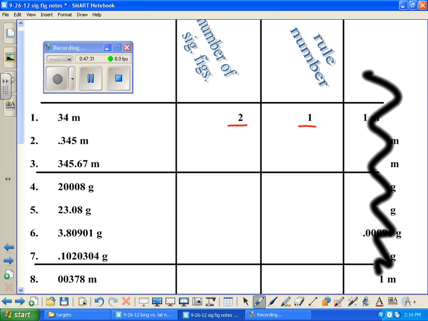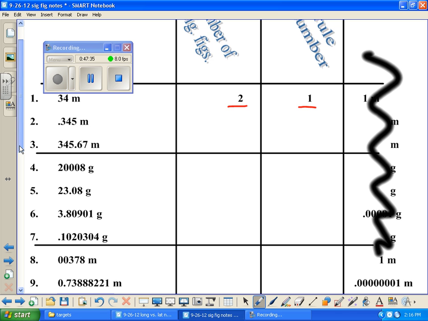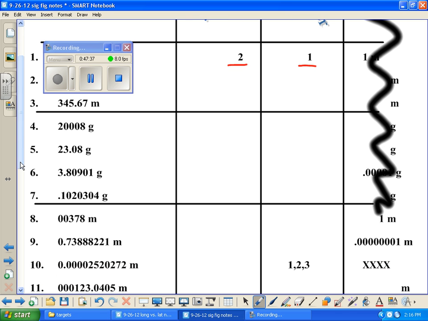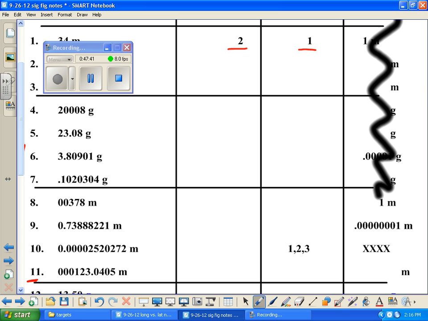Okay, and that's what I want you to do. Try to get down to number 11, would you please? You're going to fill in how many sig figs and the rules. You may have more. You may have like rule 1 and rule 3 and a rule 4 or something. Okay, I'll be around. Thank you.